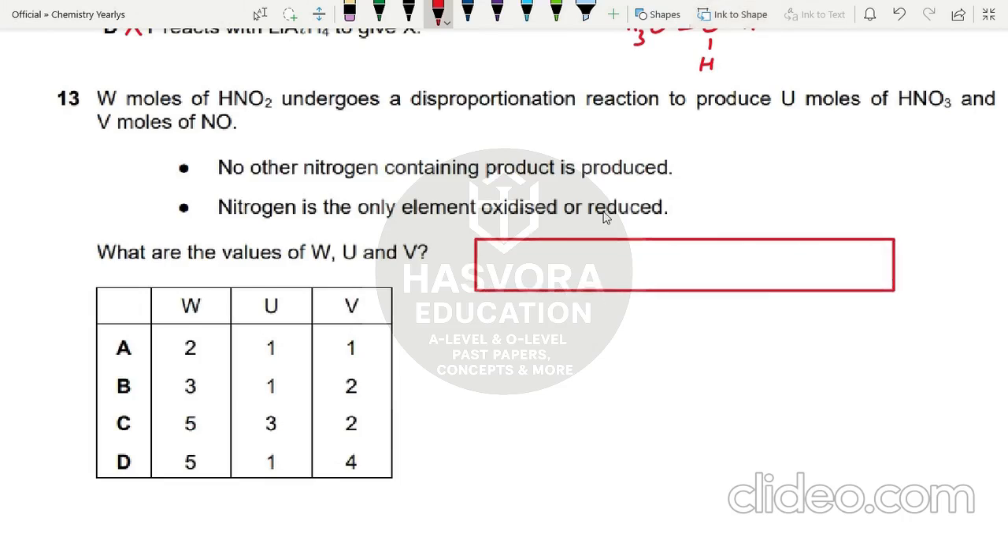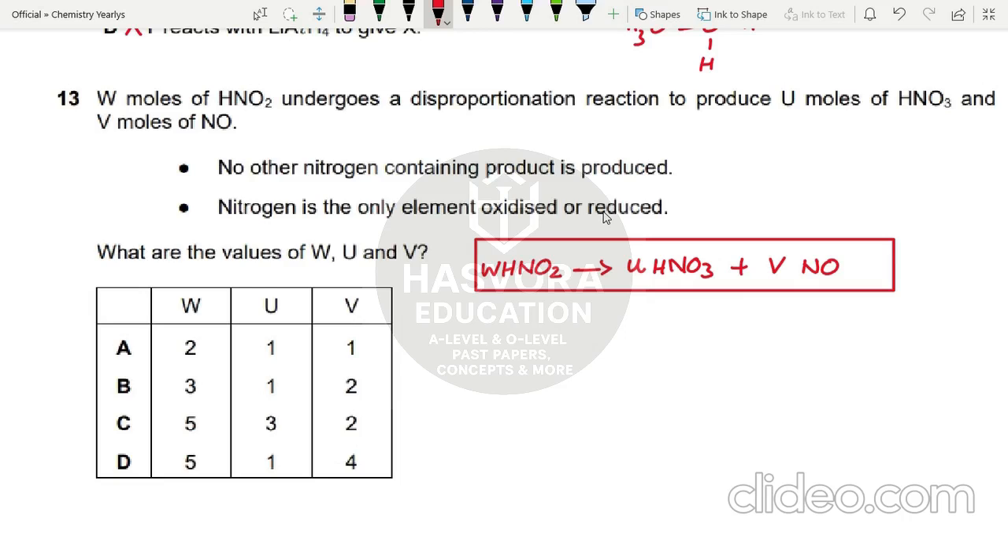Now HNO2 undergoes disproportionation to produce HNO3 plus NO. So this is the V moles, this is the U moles, and this is the W moles.